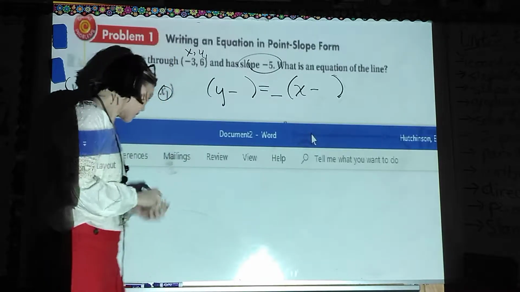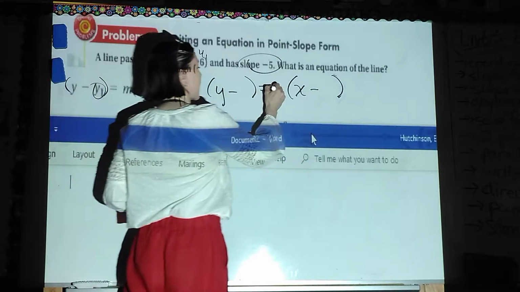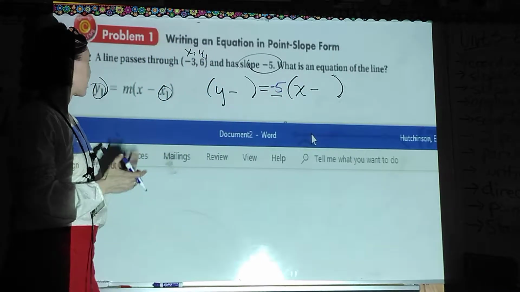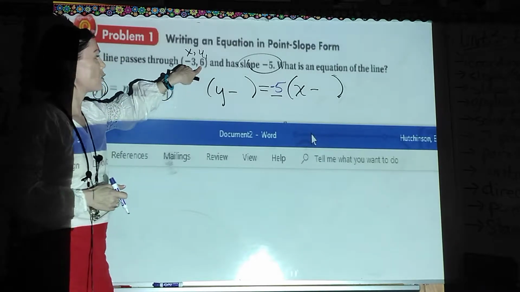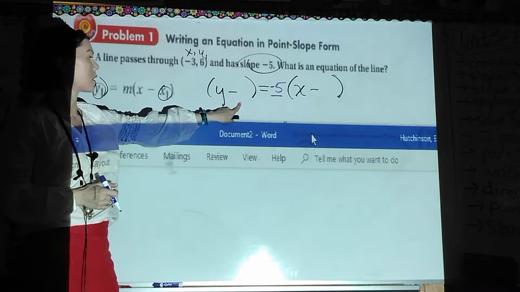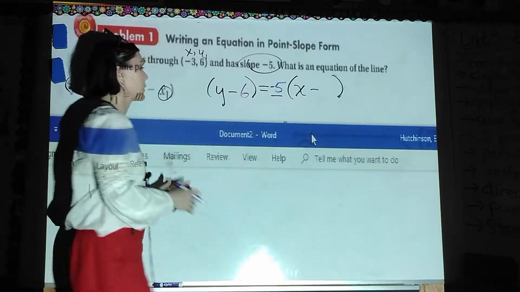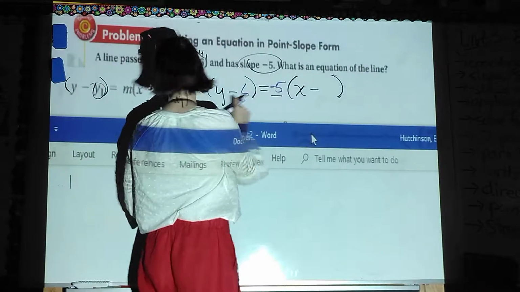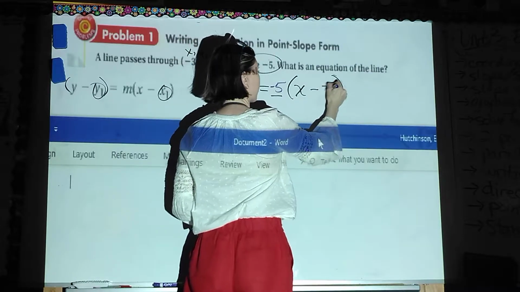So what is our slope? It says negative 5. So we're going to put in negative 5. And then it says a line that passes through this point. Well, what is our y value? Positive 6. What goes here? Our y sub 1, our y value. So positive 6 goes here. And our x value is a negative 3. So our x sub 1 goes here. So we have negative 3.